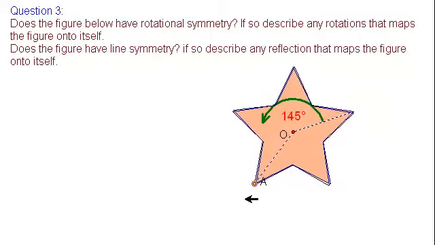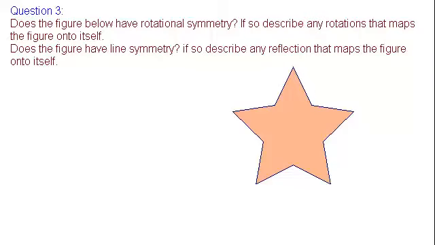If I continue moving this, you can see this figure maps onto itself again, but the angle of rotation, or the rotational symmetry, is given as 144°, and it's not going to go beyond 180°. So this one has a rotational symmetry of 72°, or the second multiple, which is 144°. So that is the first part of this question.